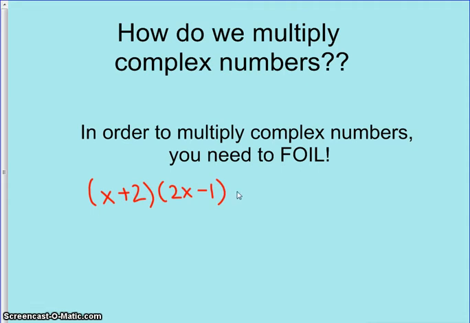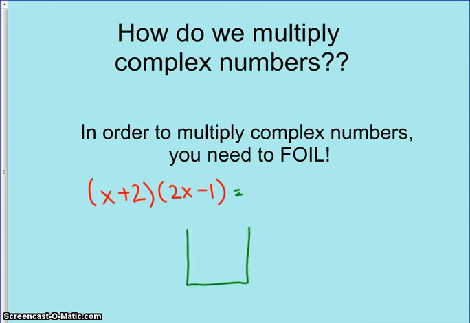So, if you want to, you can use FOIL, which says multiply the first terms together. So that would be x and 2x. The outer terms, -1 and x. The inner terms, 2 and 2x, and then the last terms, 2 and -1.